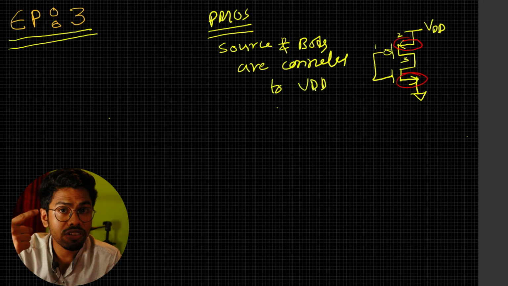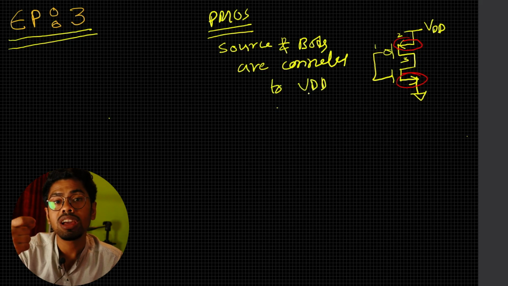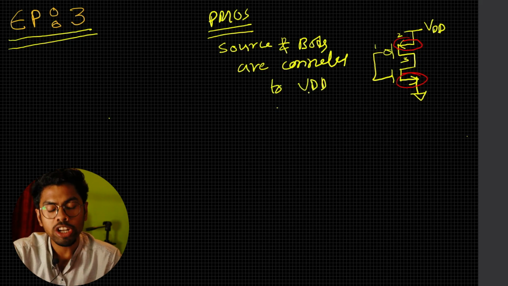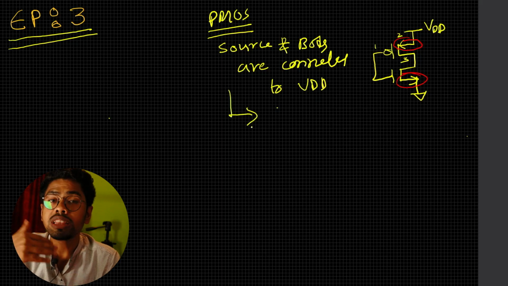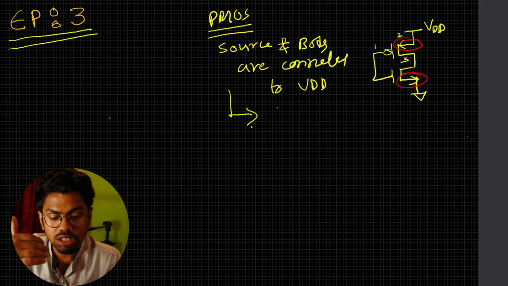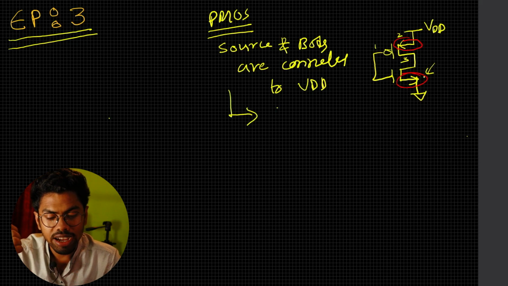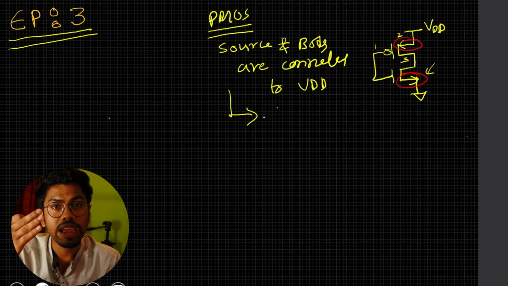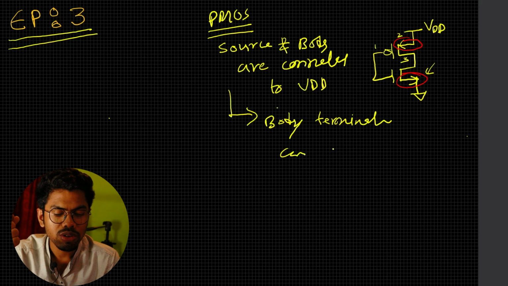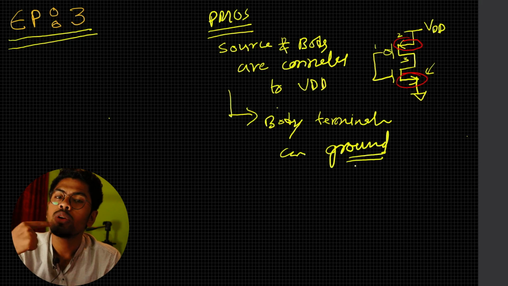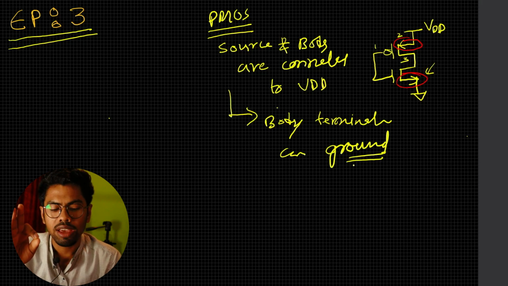So here we have our first question for the day, and that is why the body terminal of a PMOS should be connected to VDD. Continuing with that, if we go for NMOS, then this terminal here has your source and the body terminal, and our body terminal is always connected to ground. So this could be a very basic, very fundamental but very important question whenever you go for your interview.